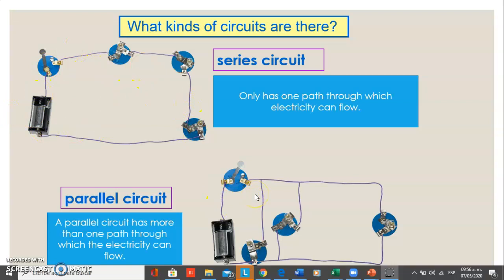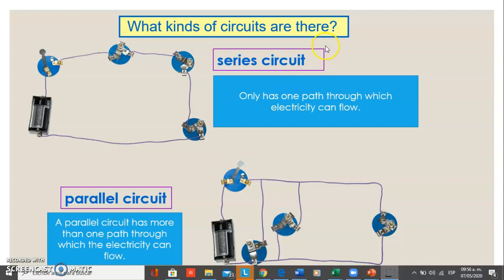Then you have another kind of circuit diagram. You have the parallel circuit. Okay, a parallel circuit has more than one path through which the electricity can flow. You have more than one path, de más de una manera en el que la electricidad puede fluir. So look at the picture here. You have the batteries with some of the resistance here and the wires. So you have more than one path through which the electricity can flow.